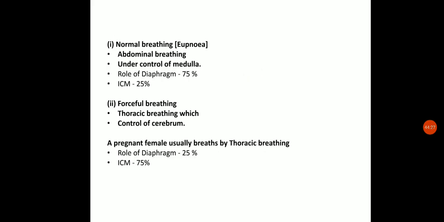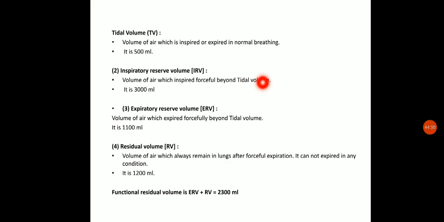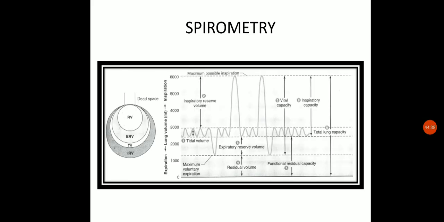Next is inspiratory reserve volume. It's the volume of air which is inspired forcefully beyond tidal volume, and it is around 3000 ml. The upper region is basically inspiration, and the lower region is expiration. During the tidal volume, the volume would be 2000 ml. But when forceful inspiration takes place, it will show this curve, up to this. So we have seen it rise from 3000 ml to 6000 ml.